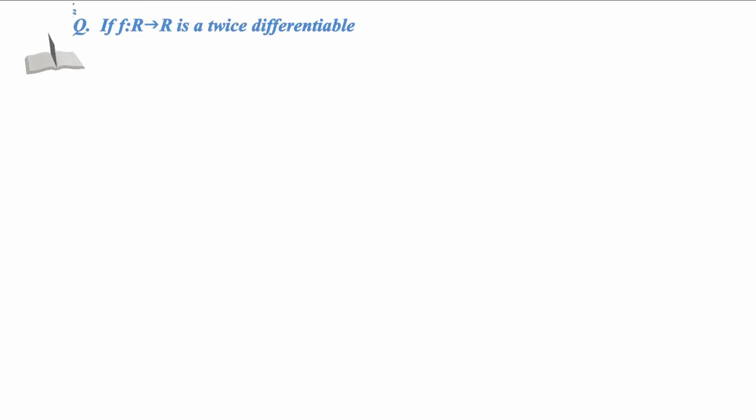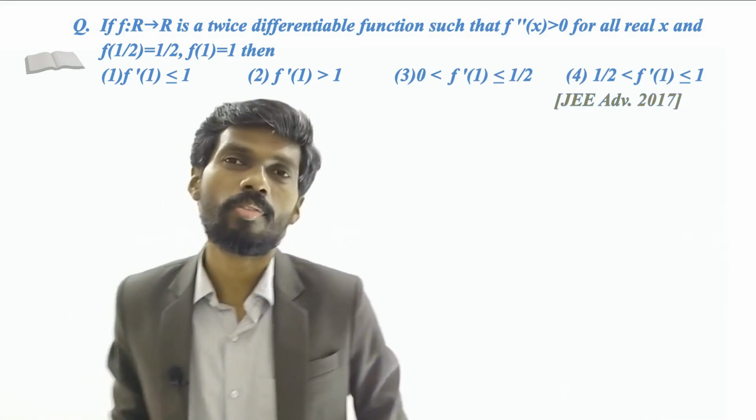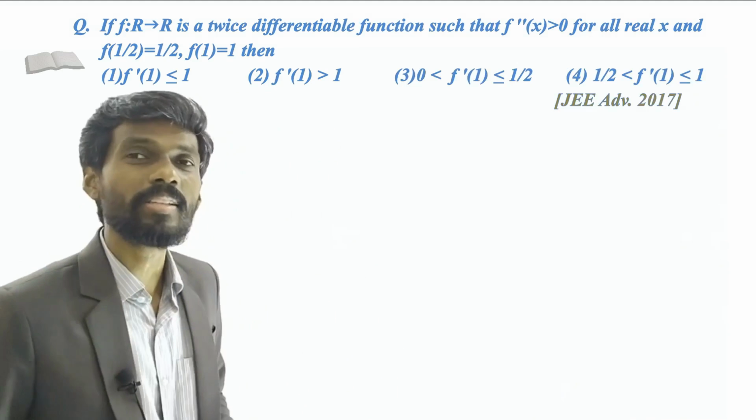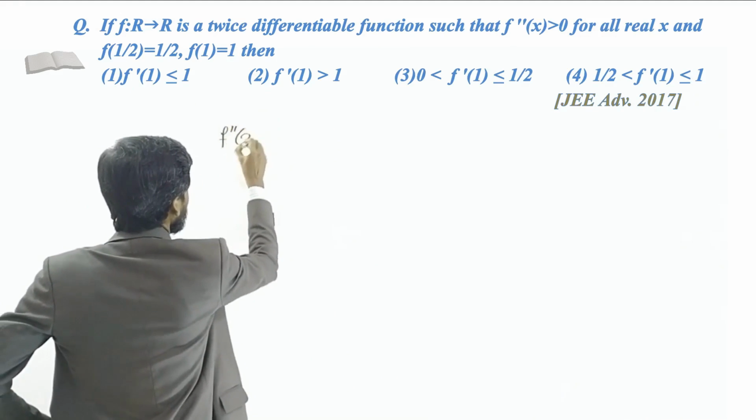If the function f from R to R is a twice differentiable function such that f double dash of x is greater than 0 for all x belonging to R, and f of 1 by 2 is 1 by 2 and f of 1 is 1, then here the second derivative of a function is given to be greater than 0. What does it mean the second derivative is positive? See, it's given that f double dash x is greater than 0.